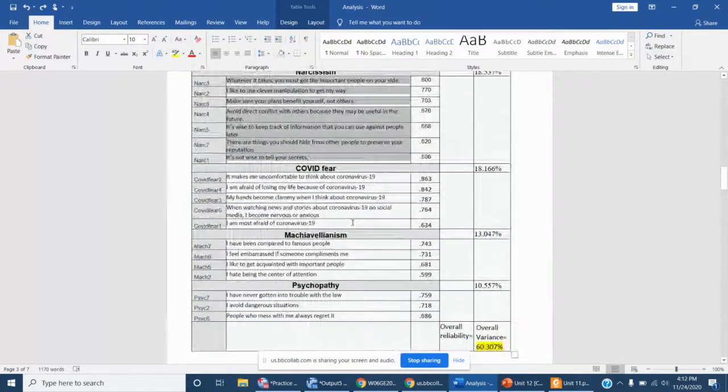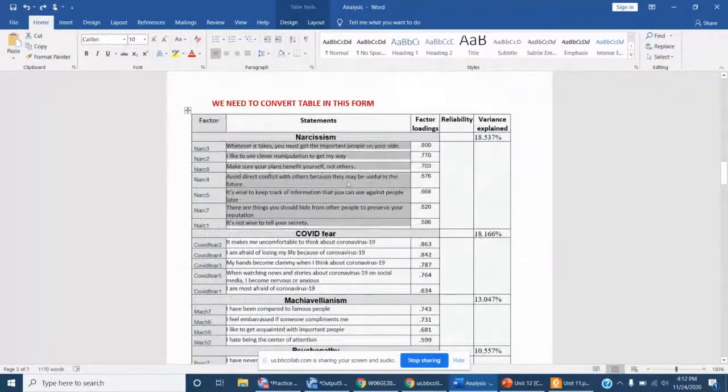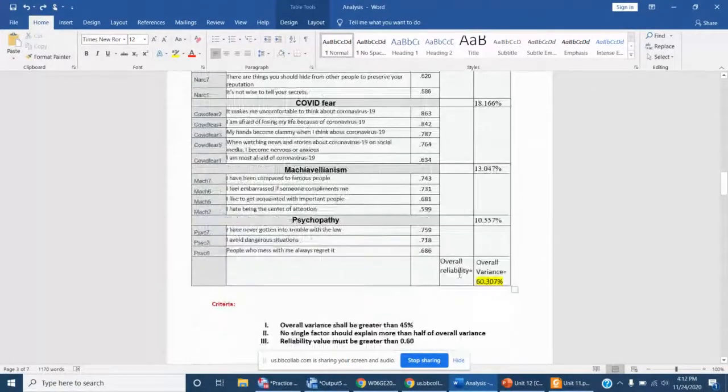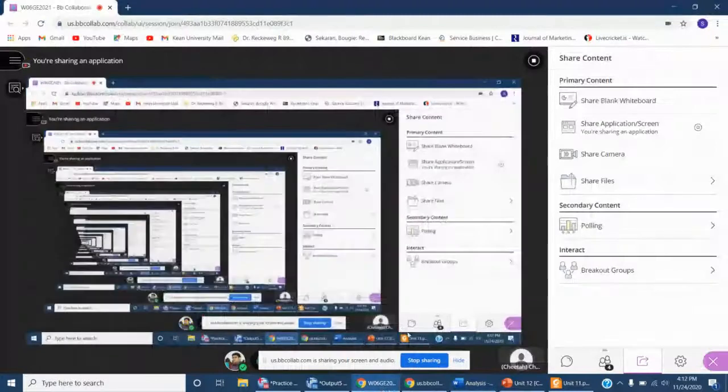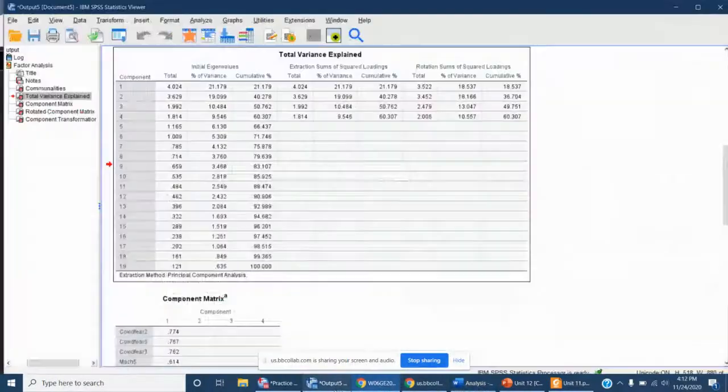So let us check the reliability of each factor. We will check their reliability separately, and then we will check their overall reliability. So let us check their reliability individually. Okay.